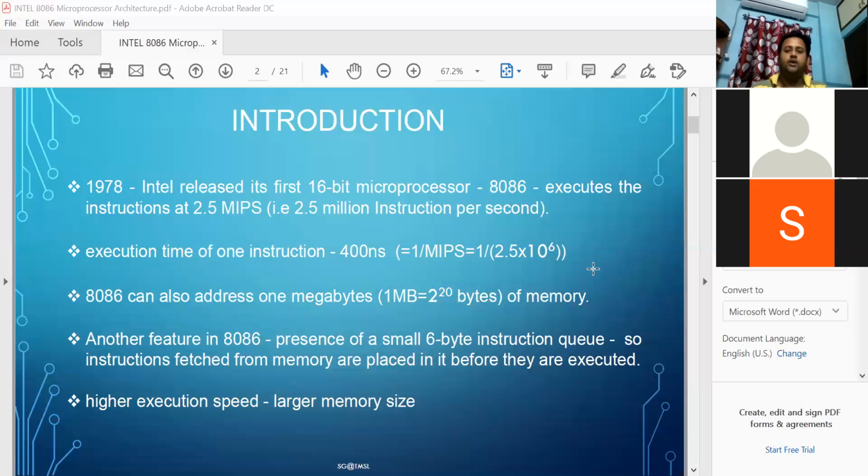Okay, so right now I will discuss the 8086 microprocessor, which is a 16-bit microprocessor invented by Intel Corporation in 1978. So it's the first 16-bit microprocessor. The 16-bit microprocessor means it can access 16-bit data at a time. The operating frequency ranges from 5 to 8 megahertz, depending on the version of the 8086 microprocessor.